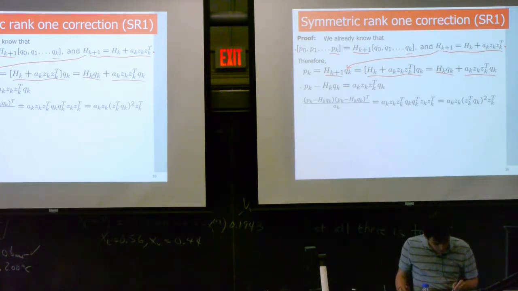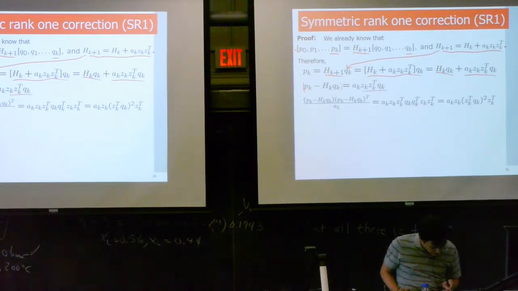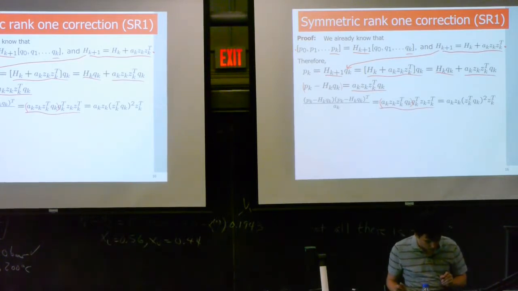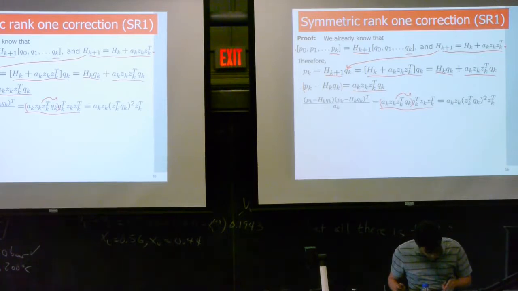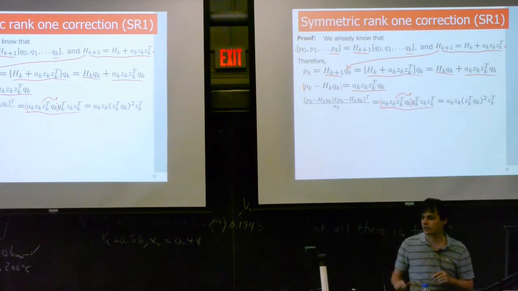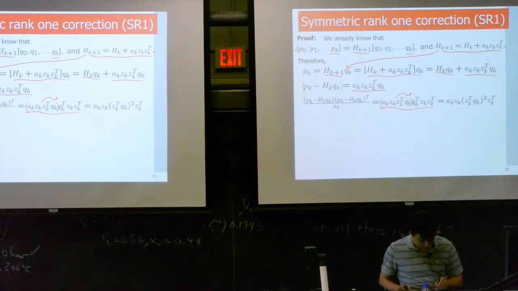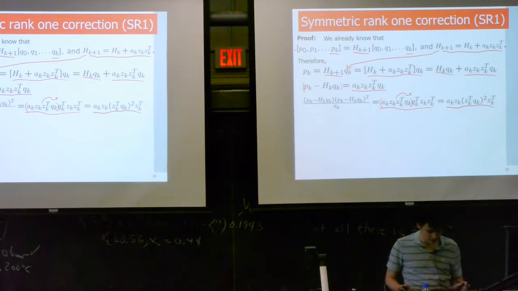So now let's multiply this expression with its transpose and divide that by a_k. Sorry. So I multiply this expression with its transpose and divide by a_k. So I will have this expression here. And now what you can notice is that this is z_k transpose q_k, this is q_k transpose z_k, which is just z_k transpose q_k squared. It's a real number. So we have this expression.